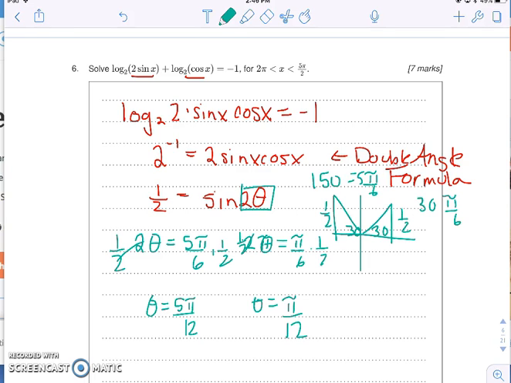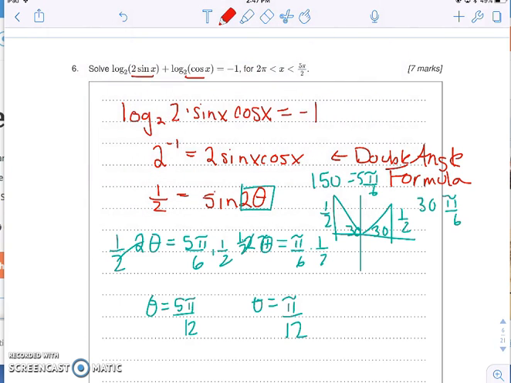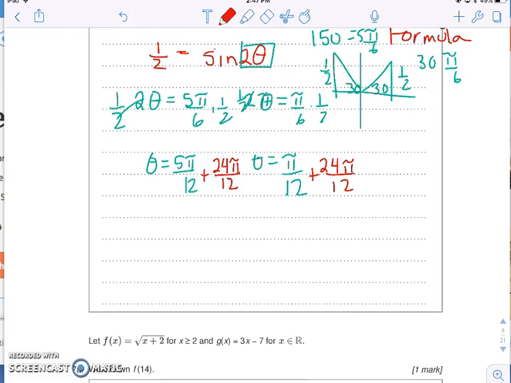Now the really tricky part here is it says it needs to be in between 2 pi and 5 pi over 2. So we know 5 pi over 12 is less than pi over 2. So let's add 2 pi to it. Our denominator, 24, that would be 24 pi over 12. So this is just like adding 360, because 24 over 12 is really 2 pi. So our answers would be 29 pi over 12 and 25 pi over 12.